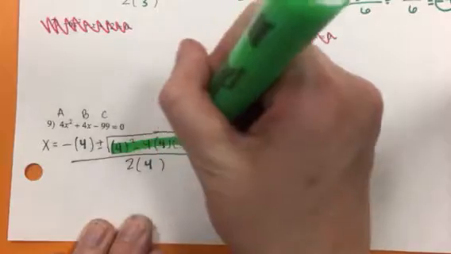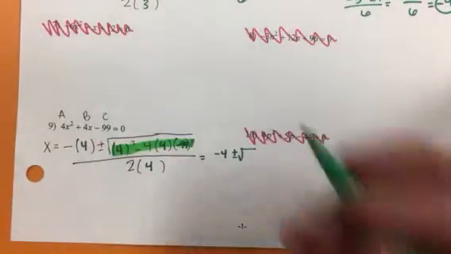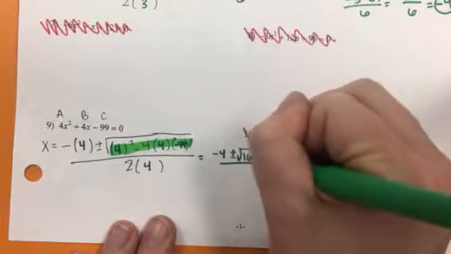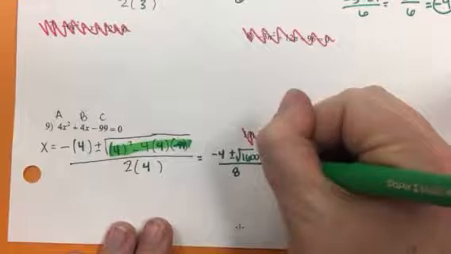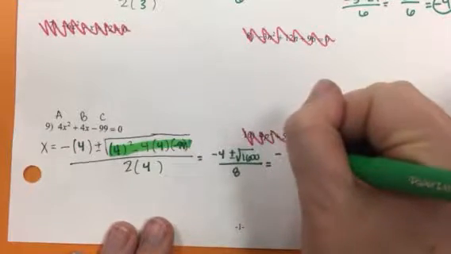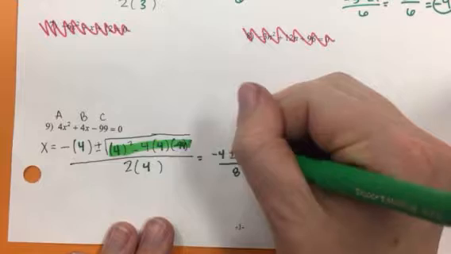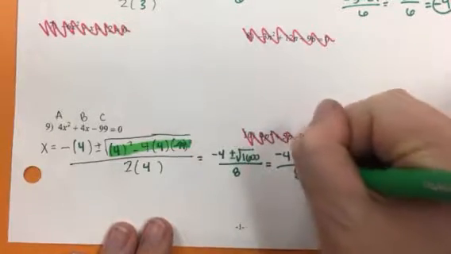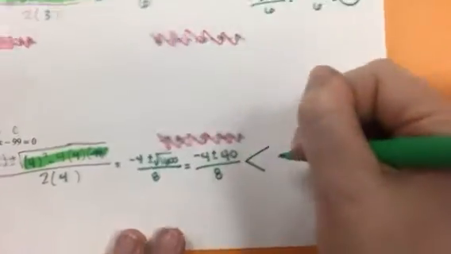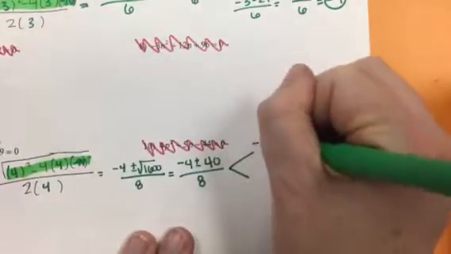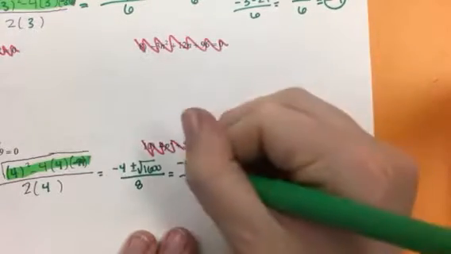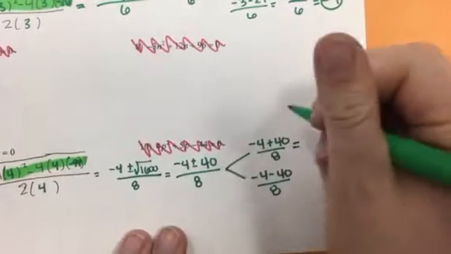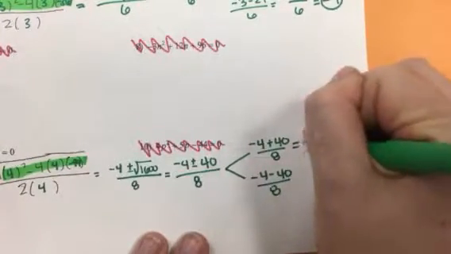enter this into the calculator, so we get 4 squared minus 4 times 4 times -99, and we get 1,600 over 8, which is equal to -4 plus or minus square root of 1,600 goes to 40 over 8. Split them up into two solutions. -4 plus 40 over 8, -4 minus 40 over 8, which equals 36 over 8.